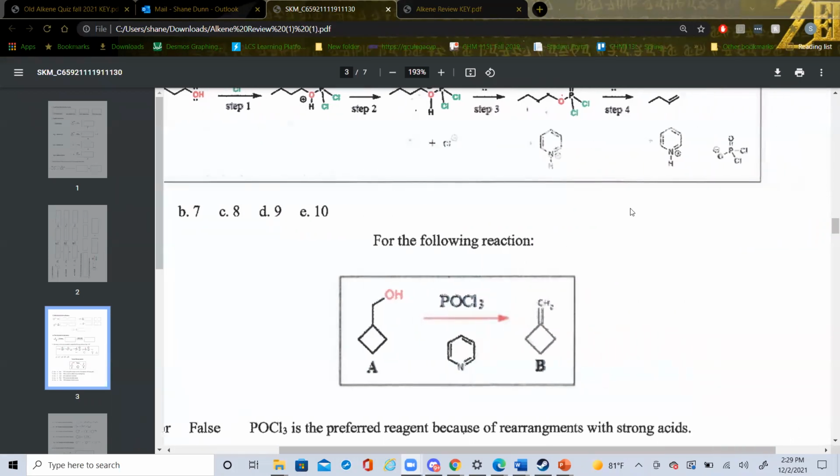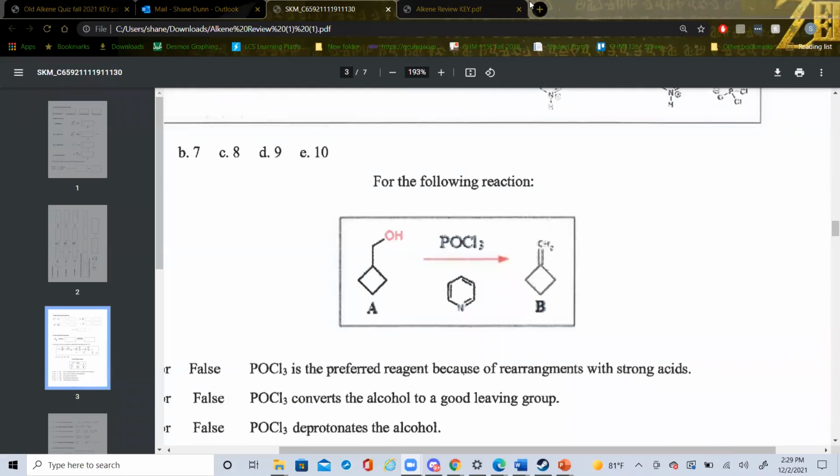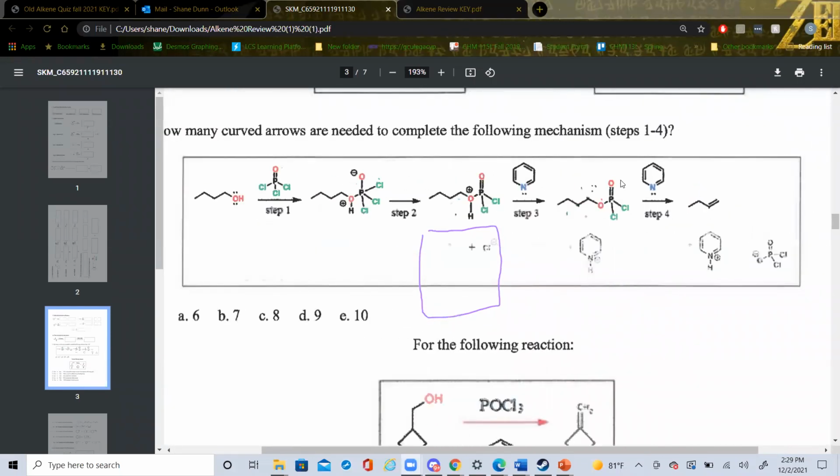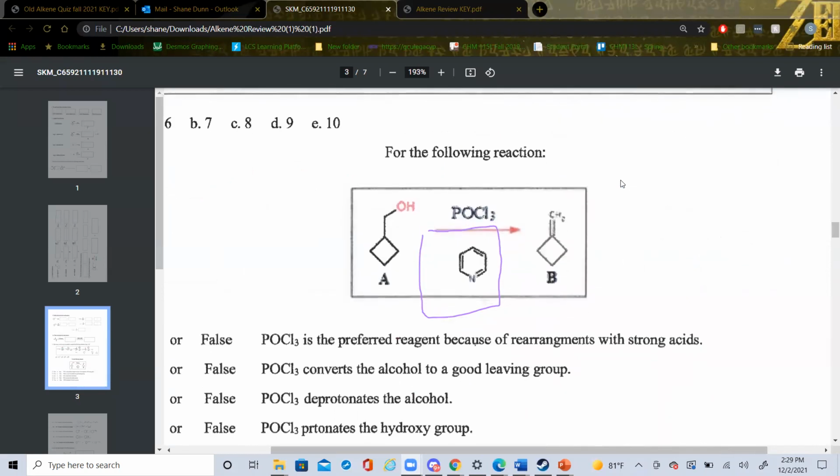Okay. So this one right here is this POCl3. This one right here is the same reaction as above. So we're going to look at both of them. Same reaction. So we're going to answer questions about that reaction.